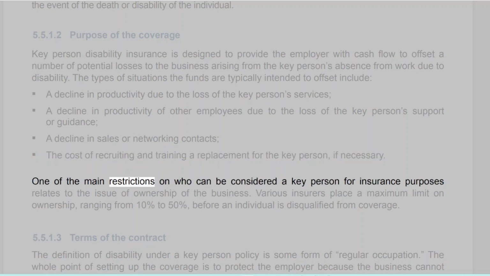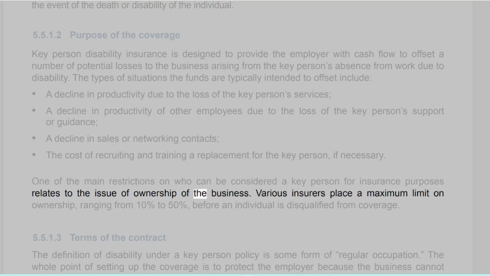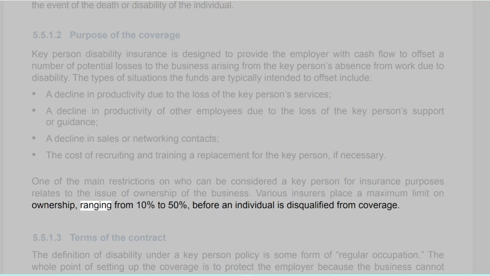One of the main restrictions on who can be considered a key person for insurance purposes relates to the issue of ownership of the business. Various insurers place a maximum limit on ownership, ranging from 10% to 50%, before an individual is disqualified from coverage.